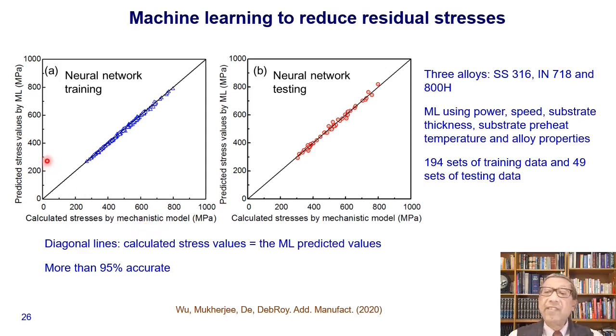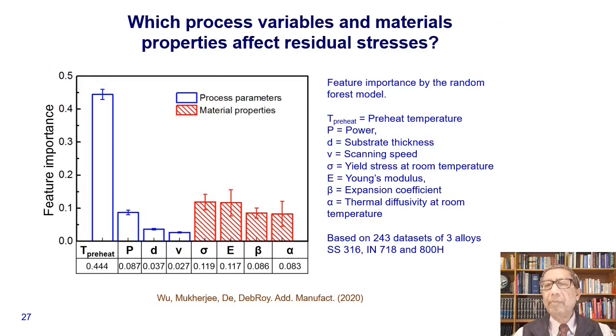with the results of the neural network, the neural network is as good as Abaqus, except it doesn't take days. It takes only a few seconds to give you the residual stress values for a given set of raw process variables. Machine learning also allows us to ask which variables are more important and which variables are less important.